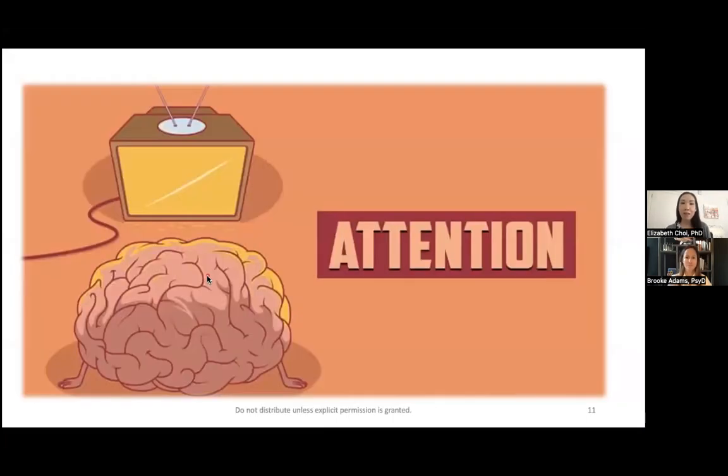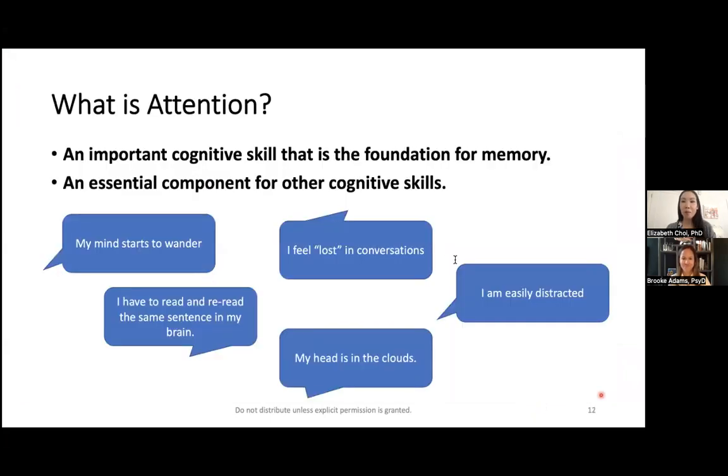All right, so let's talk about attention here. So we have a brain and also a screen, pretty much like what we are experiencing right now. Okay, so what is attention? If we think of our thinking skills as a pyramid, attention probably lies near the base of that pyramid. It is a very important cognitive skill that is the foundation for memory, as well as other complex abilities like problem solving or decision making, because we have to register and attend to the information first before we can manipulate it in our heads.